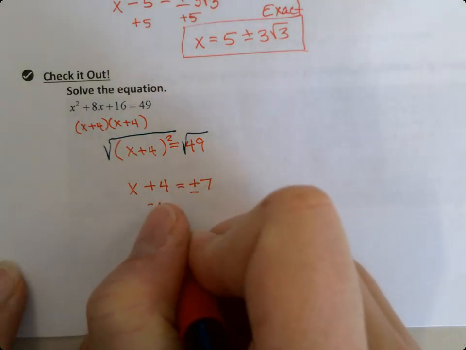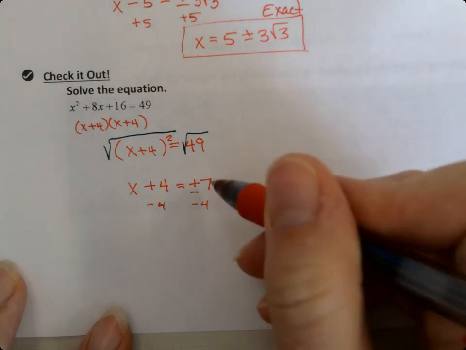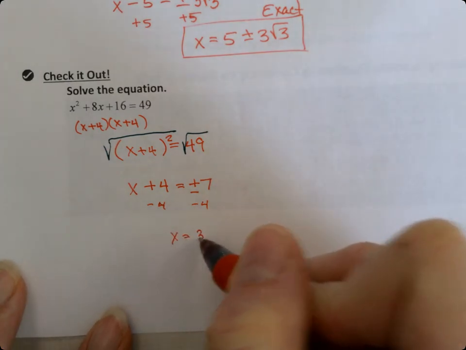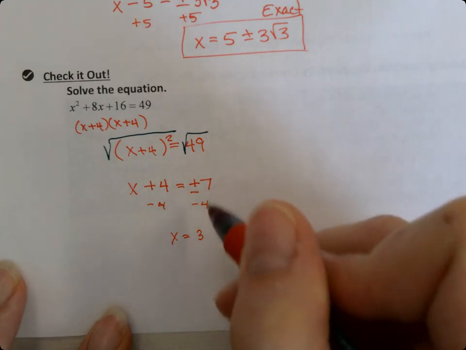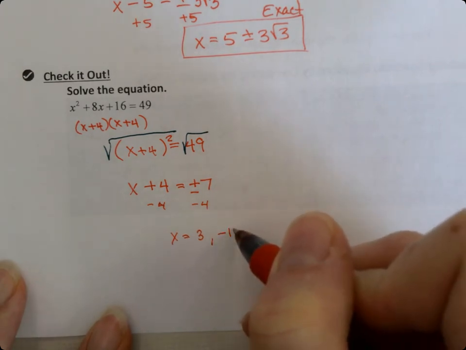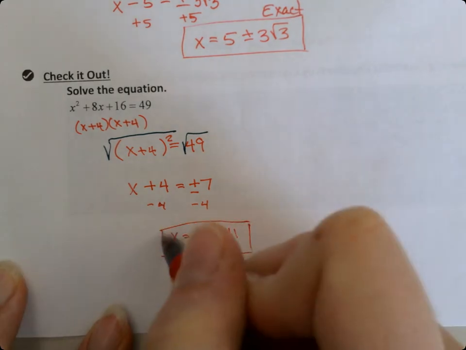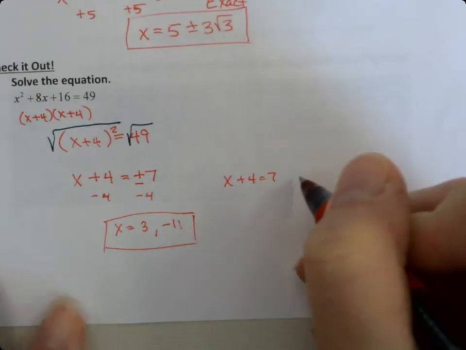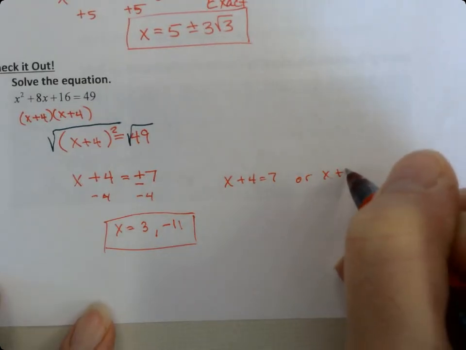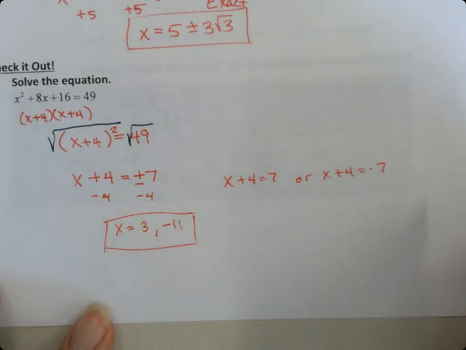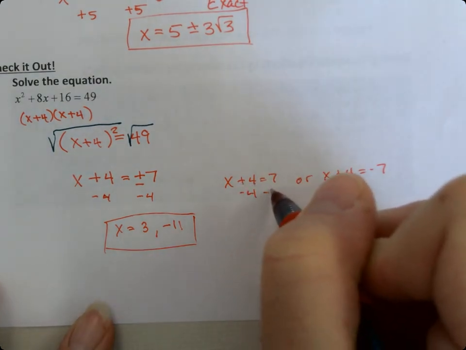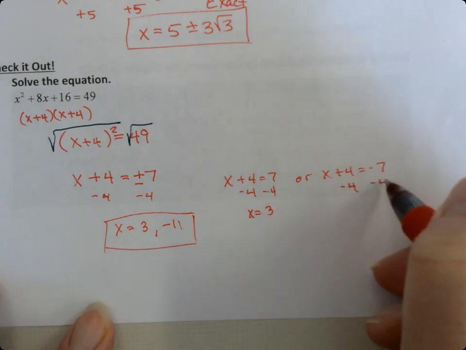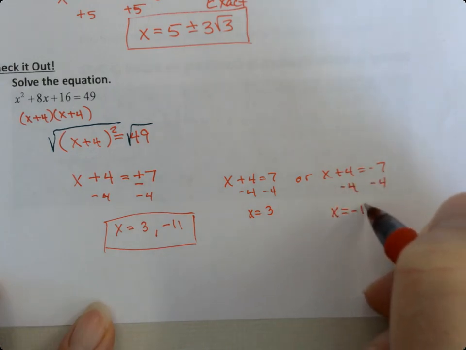Okay, when I go to subtract 4, some of you can do it. 7 minus 4, and you're just like, okay, I've got the answer. I've got 3, negative 7 minus 4, negative 11. Now, if that doesn't work for your brain, then go off to the side and show it. X plus 4 equals 7, or x plus 4 equals negative 7. So you can separate them and then subtract 4, and you will see your two answers. So whatever you need to show to get them right, please show it.